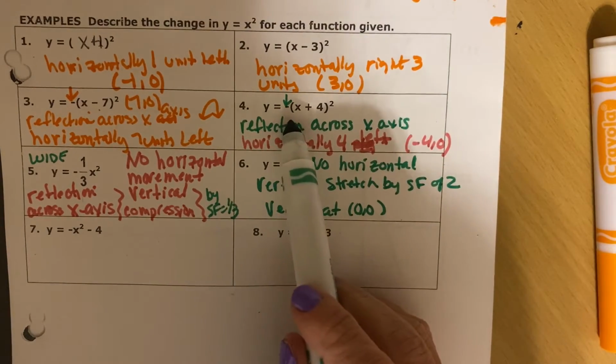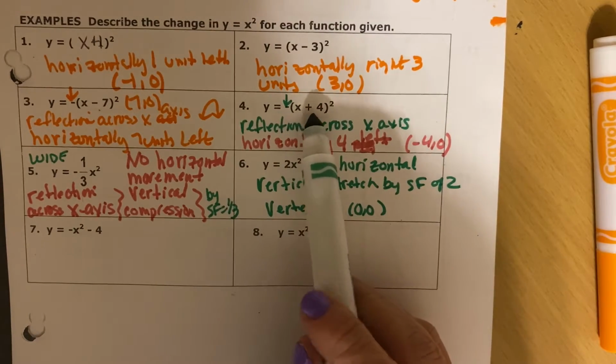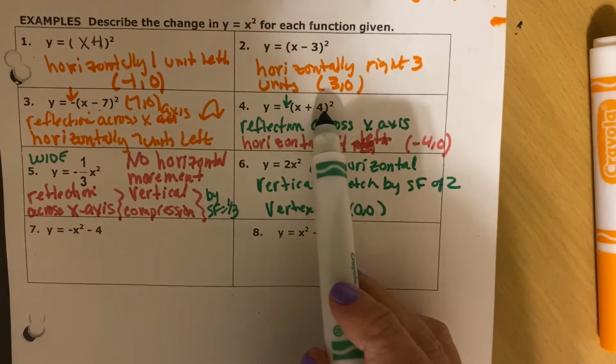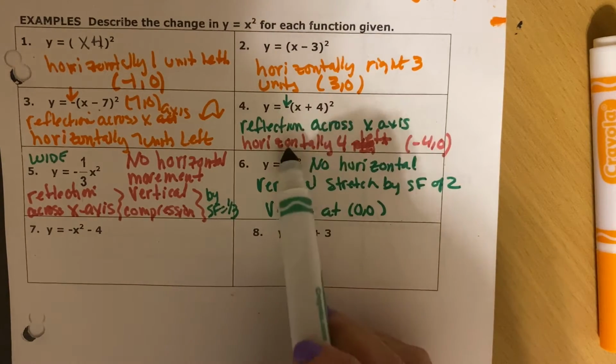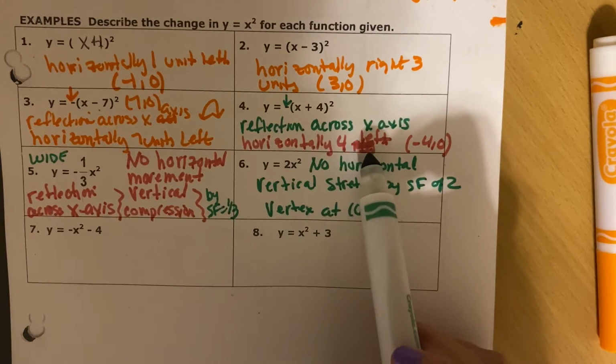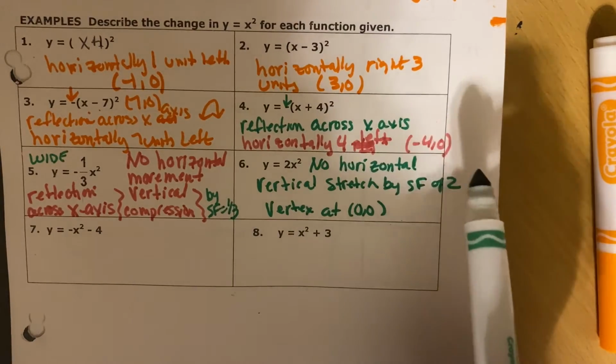This is a reflection across the x-axis because this negative is outside the parentheses. Then I move as I go left to right. This plus 4 inside the parentheses tells me that this is where I get my horizontal movement, and so I've moved horizontally left. And so my vertex has now moved to -4, 0.